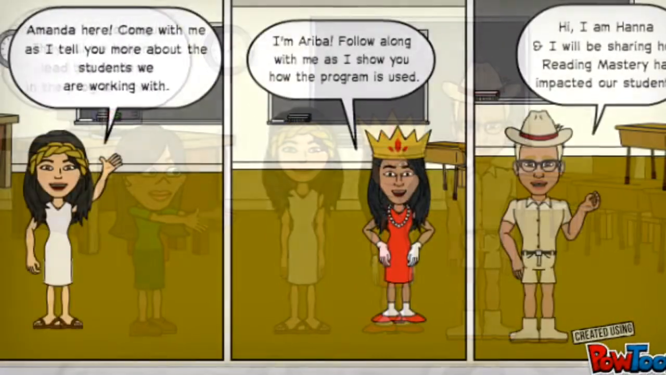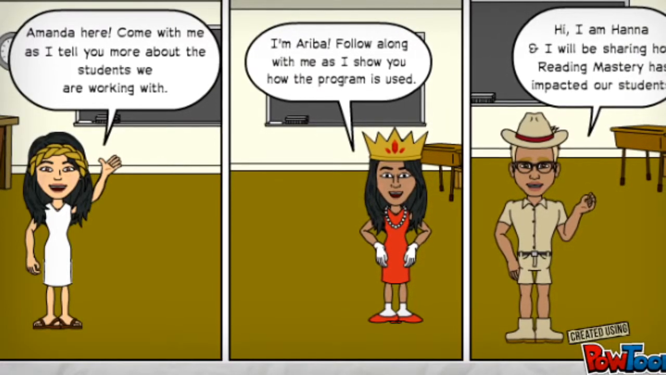In this strategy tube, we will focus on a few key areas. We will be looking at what and whom this program is intended for, how it's used in the classroom, and how it impacts the students using it.